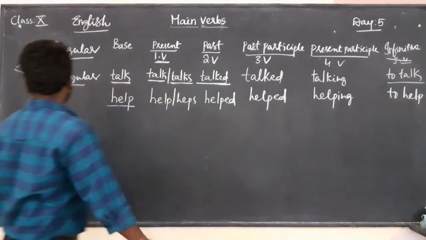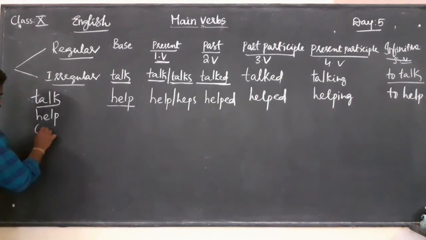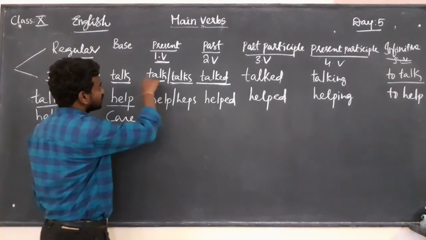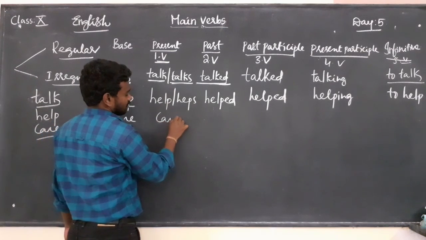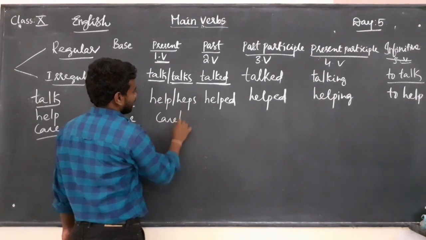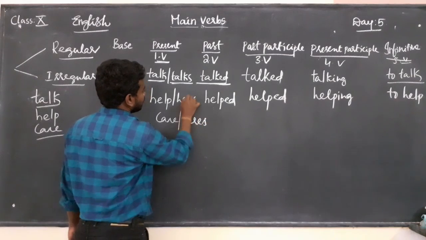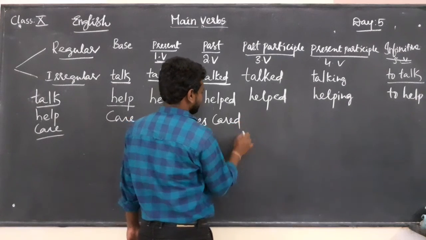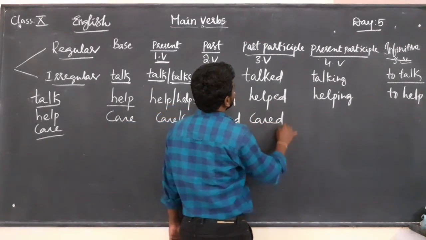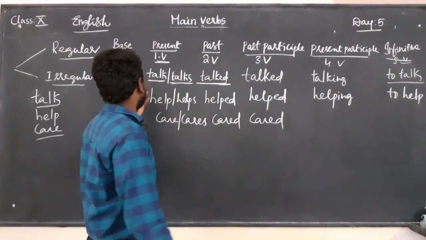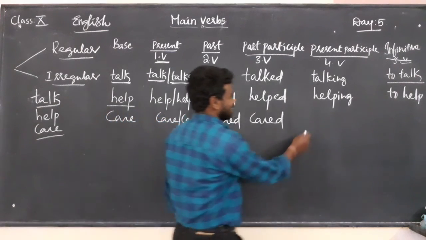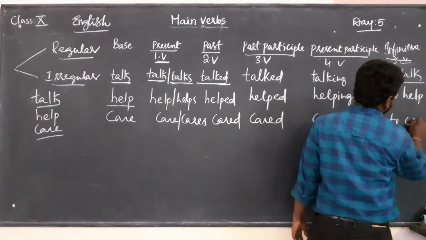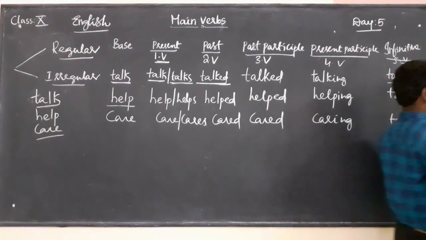And along with talk and help, let us take care one more. The base form is care here. What is the first form of care, the present form? We can say care or cares. And the past form becomes cared. And what is the past participle form of care? We can say cared. Then we have caring, and we can say to care.